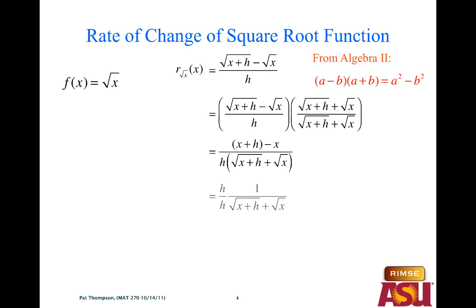And so then I get h in the top, and I have an h in the bottom. And I get 1 over the square root of x plus h plus the square root of x, and then when h is small, I get 1 over square root of x plus square root of x, or 1 over 2 square root of x. So there's the algebra for that one.